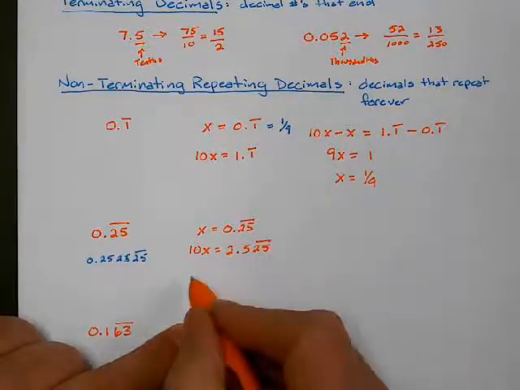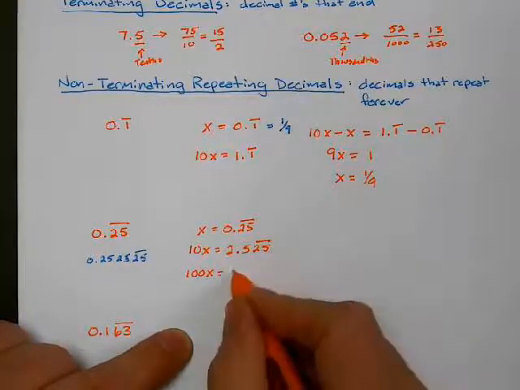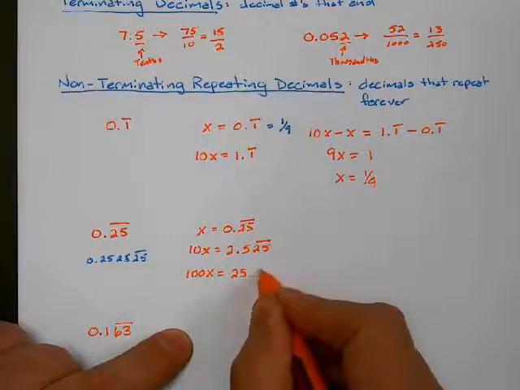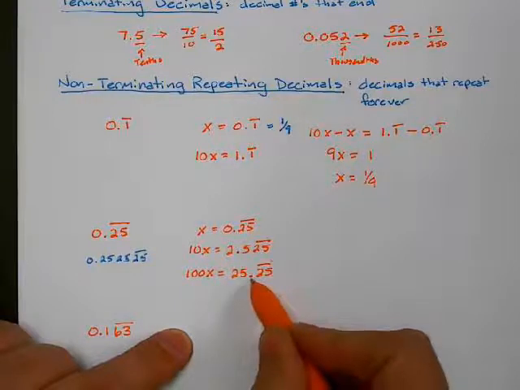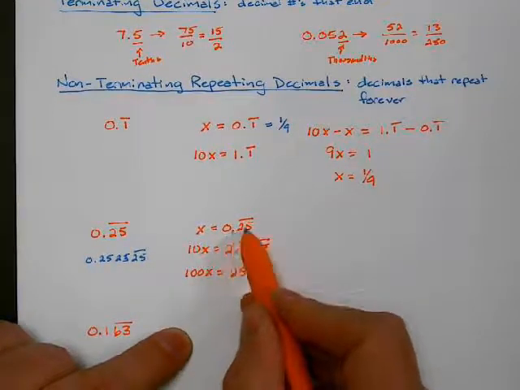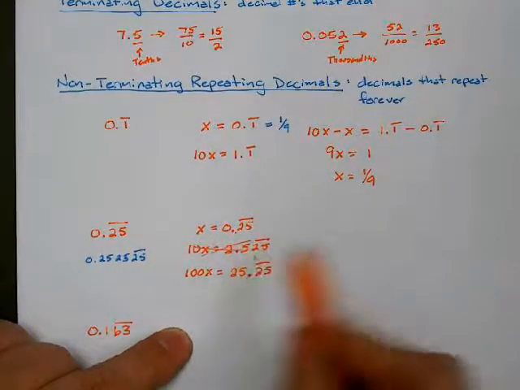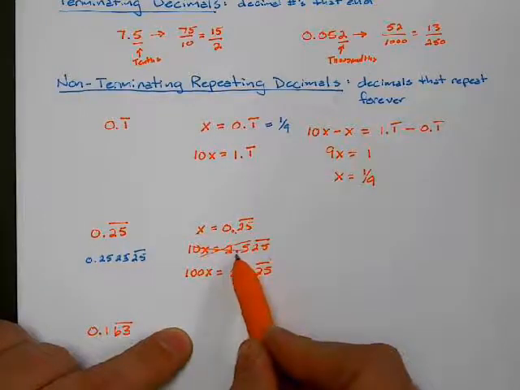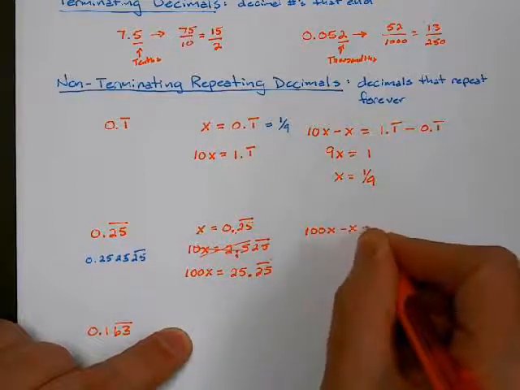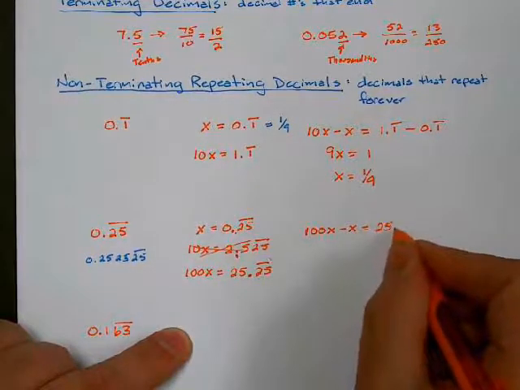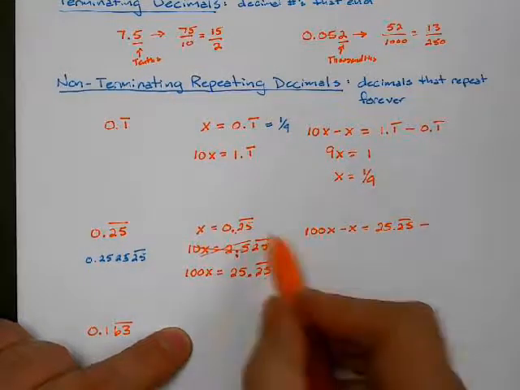So what I'm going to do is try 100x. If I've got 100x, I would get 25.25 repeating. And now the repeating portion is right up against this decimal place. And up here, I've got the repeating portion right up against the decimal place. So on this one, I'm not going to use this one because the repeating portion is not next to the decimal. So I'm going to say 100x minus x is equal to 25.25 repeating minus, because that's what 100x is, minus 0.25 repeating.